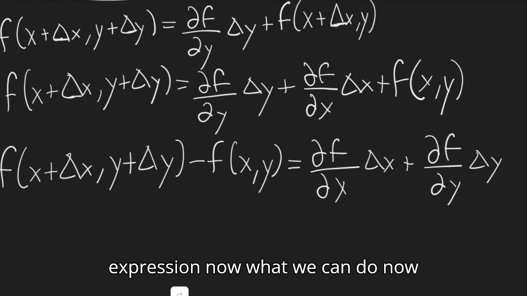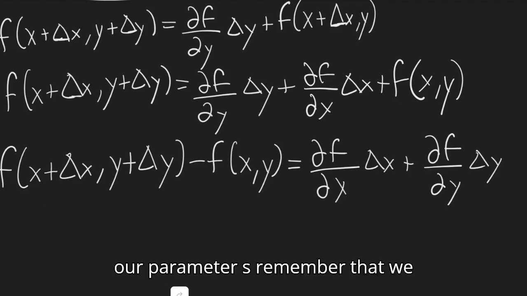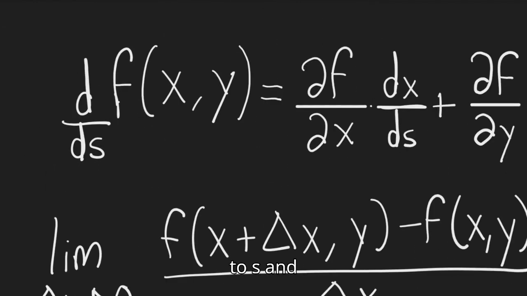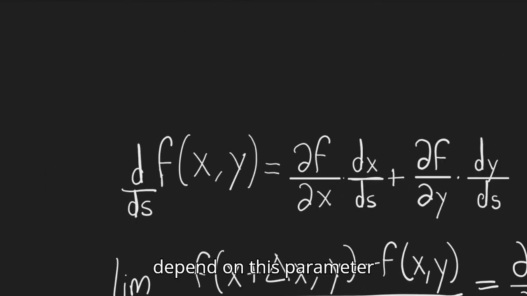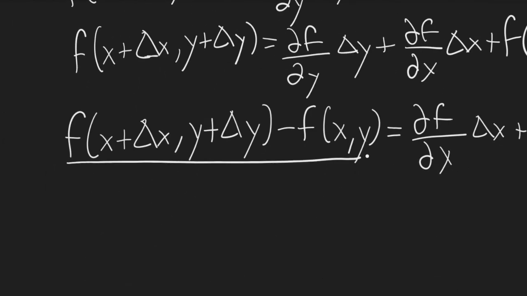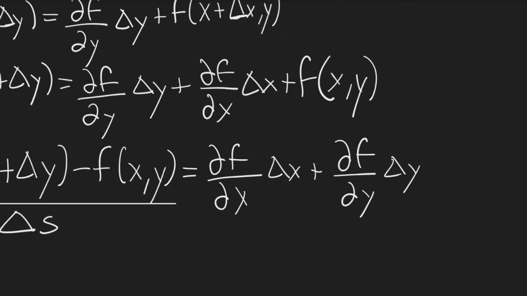Now, what we can do now is divide on both sides by the change in the parameter s. Remember that we are getting the derivative with respect to s, and also remember that our variables depend on this parameter. So let's divide by delta s on both sides. I'm going to distribute the denominator on both, so I'm going to get this partial s.